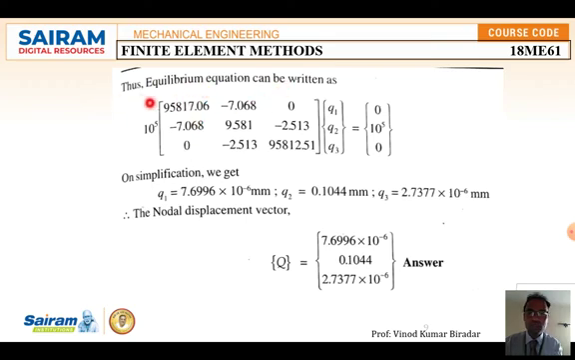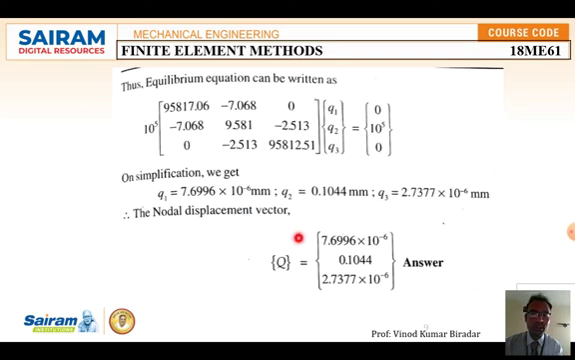So here k1 we have added, and here also we have added. Okay, so again for simplification, you just multiply this. You are going to get the q1, q2, q3 values. Okay, so q1 is equal to 7.69996 into 10 to the power of 6, q2 is equal to 0.1044, and q3 is equal to 2.73 into 10 to the power of minus 6 mm. Okay, so these are the displacements for the given bar.